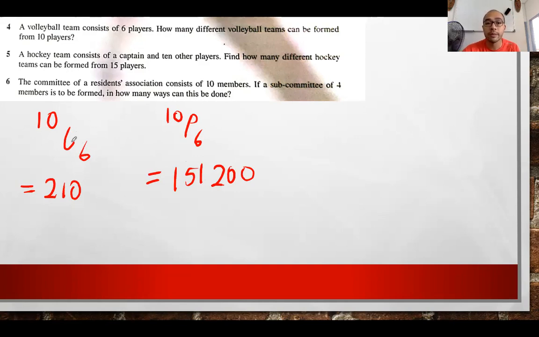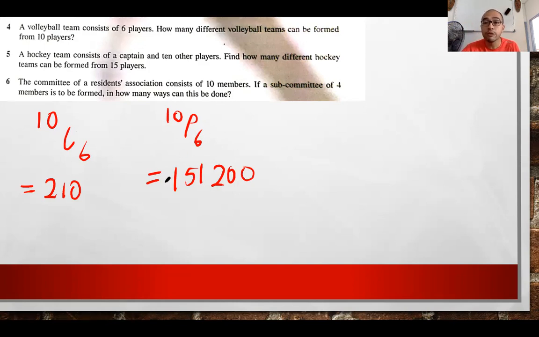There's a very big difference because I want to pick 6 people from 10, but I don't care about the arrangement. The arrangement doesn't matter. That's why it's 210. But if I pick 6 people and then arrange the 6 people, every arrangement is a different way. It's a different type of team that can be formed.